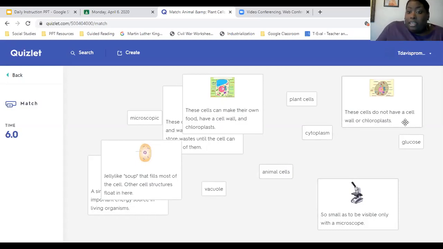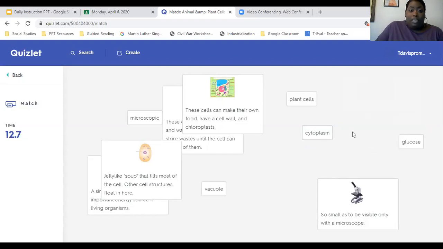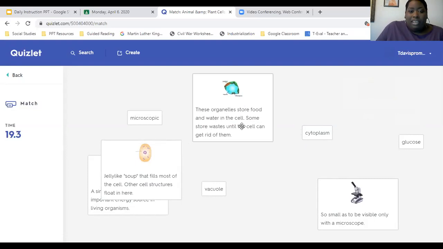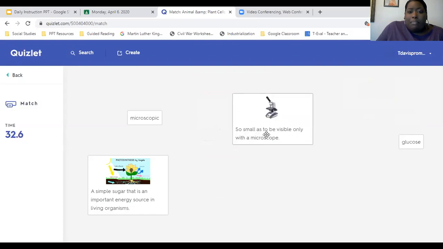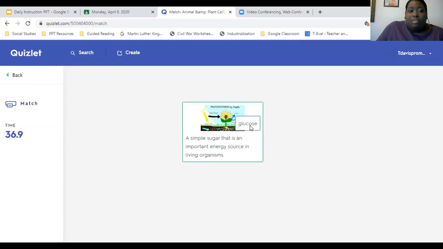All right, so these cells do not have a cell wall or chloroplast. Ooh, that's an animal cell. Only plant cells have chloroplast because they can make their own food. All right, these cells can make their own food. That's plant cells. All right, these organelles store food and water in the cell. Some store waste until, oh, that's a vacuole. There's a vacuole. All right. A jelly-like soup, that's the cytoplasm. Microscopic, gotta be microscopic. And a simple sugar is glucose.